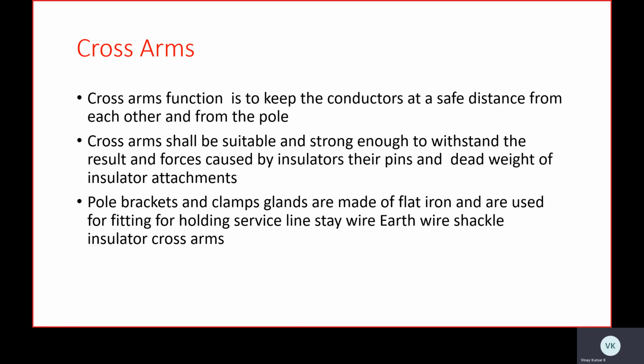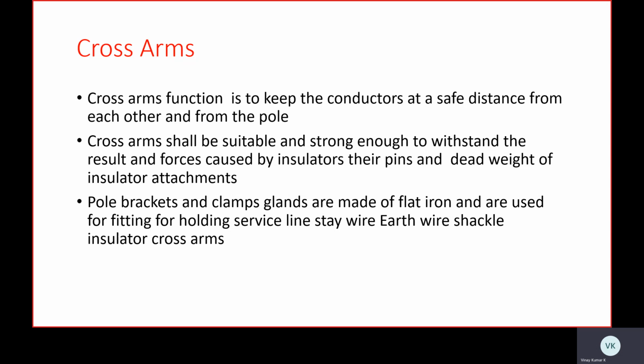And these cross arms shall be strong enough to withstand the resultant forces caused by the insulators and their pins. That is, these cross arms should have the withstanding capacity to bear the forces caused on the insulator pins and the dead weight of insulator attachments. The pole breakers.